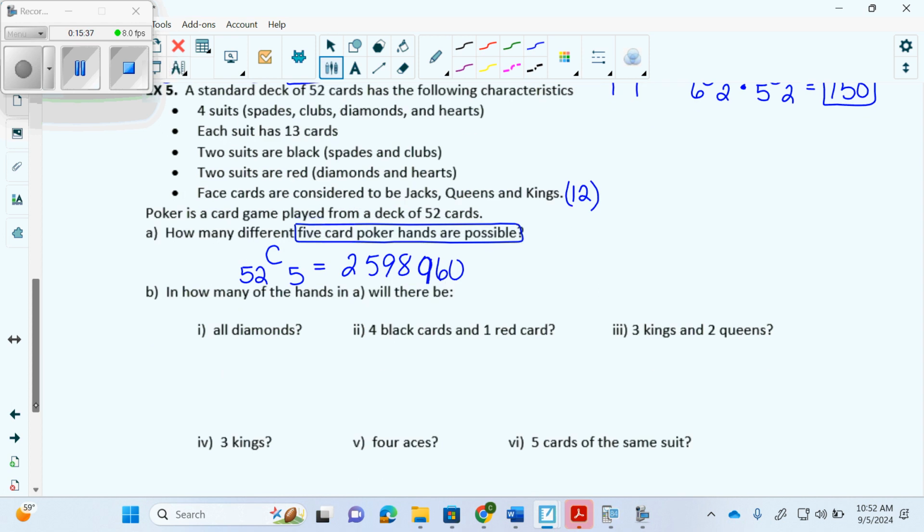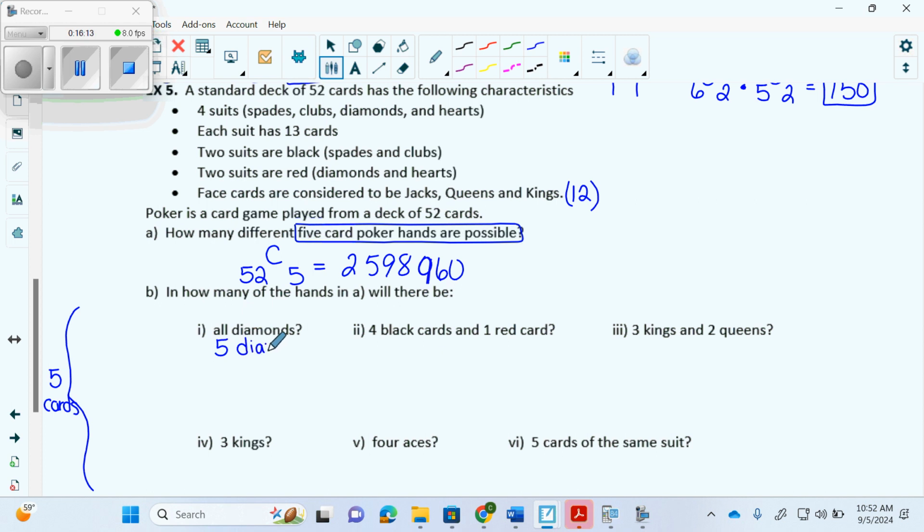Okay, the next one says, in how many of the hands will there be all diamonds? Some people are like, okay, 52C3, 13. No, all diamonds. How many cards do I need for all of these? How many cards am I picking? How many cards total will be in my hand? So I need 5 cards, correct? When they say all diamonds, what are they indirectly telling me? They need 5 diamonds. That's it, right? They're saying I need 5 diamonds.